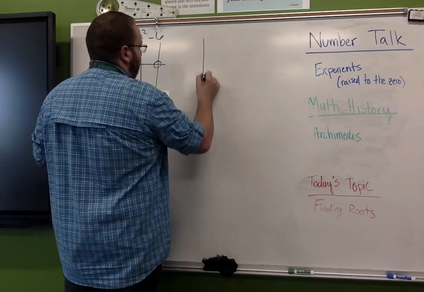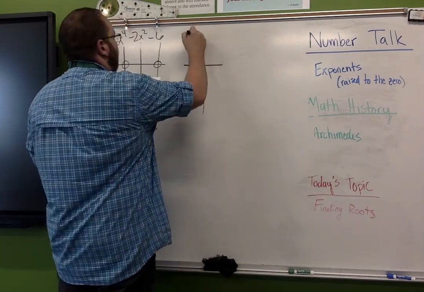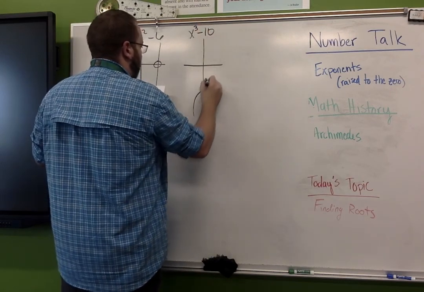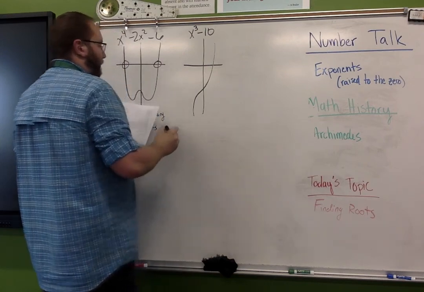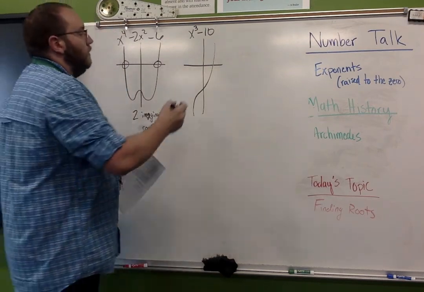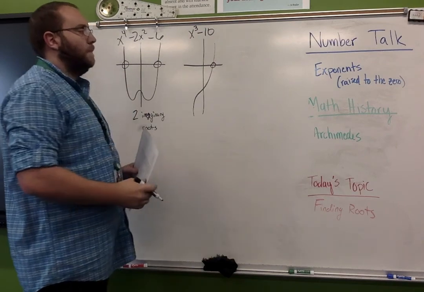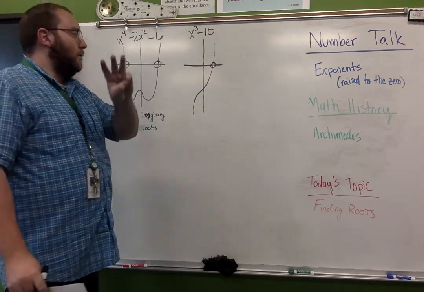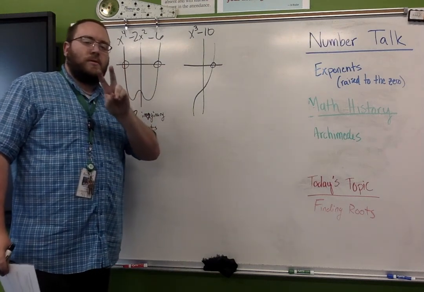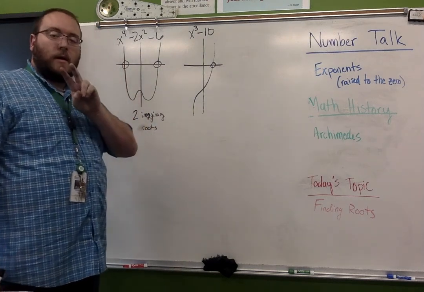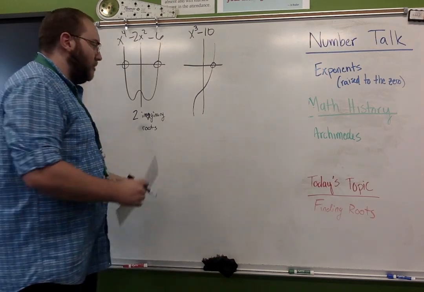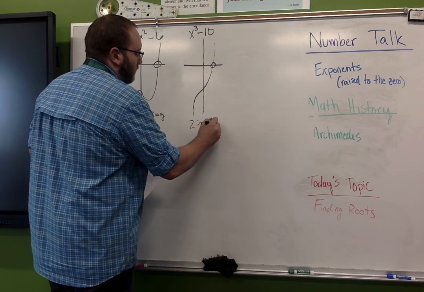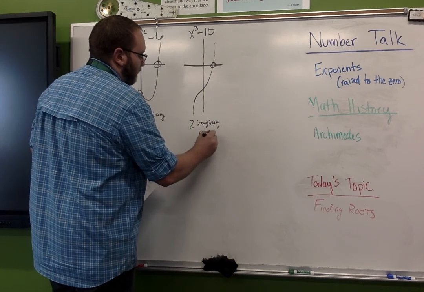Let's see here. The next one is x to the 3rd minus 10. And it kind of looks like that. Well, it only crosses the x-axis one time, but we should have 3 roots. And it only crossed once. That means the other 2 solutions, or the other 2 roots, must be imaginary. So 2 imaginary roots.